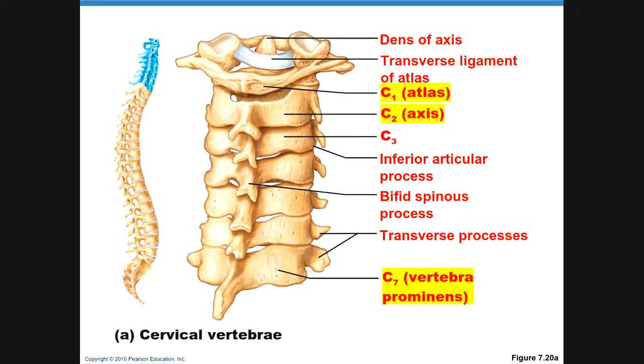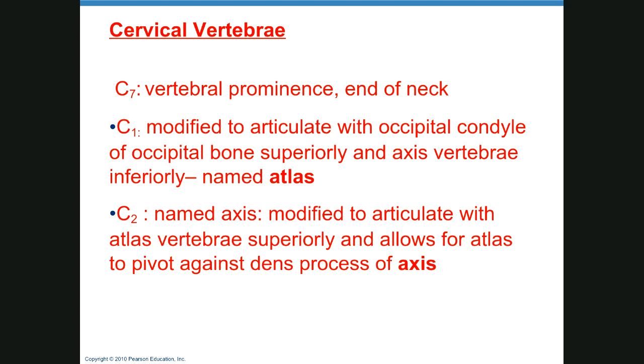The vertebral prominence, let me go back to that. The vertebral prominence here, that is C7, which is the last of the cervical vertebra. If you feel the bottom of the base of your neck, you're going to feel this spinous process that kind of sticks out more than the others. That is the vertebral prominence. So it is a landmark because you can feel it through the skin, and it represents the base of the neck.